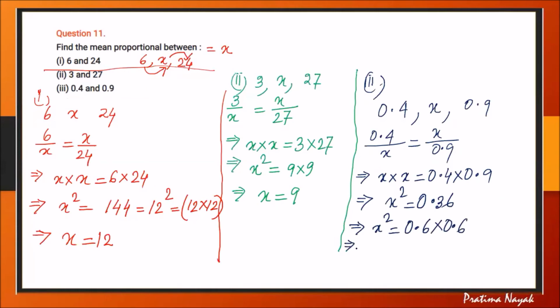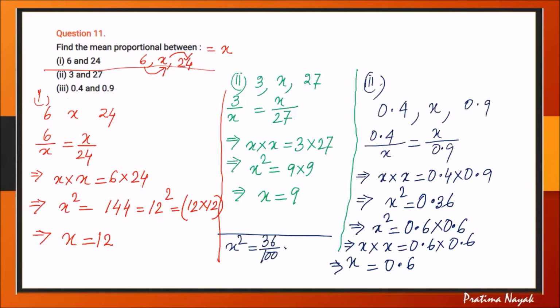So what you are getting? You are getting x into x is equal to 0.6 into 0.6. So what will the answer? Answer will be x is equal to 0.6. Or directly you can write, x square is equal to 0.36, which means 36 by 100. So this can be written as 6 square divided by 10 square. So x is equal to 6 by 10, that will be 0.6. So I wrote so many methods. Whatever you are comfortable with, you will apply.